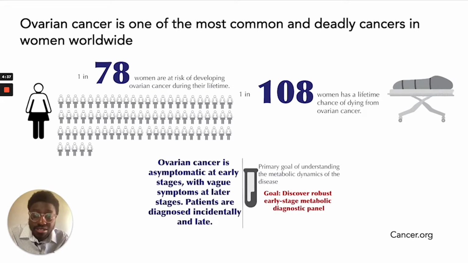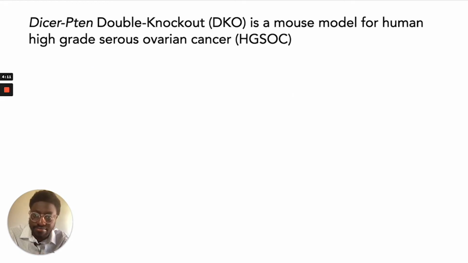This is particularly the case because ovarian cancer is asymptomatic at early stages when it's most curable, and it presents itself with vague symptoms in later stages. So it's not surprising that patients are typically diagnosed incidentally and late. A primary goal of this research is to understand the lipidomic, the metabolic dynamics of the disease, with the ultimate goal of discovering biomarkers for detection.